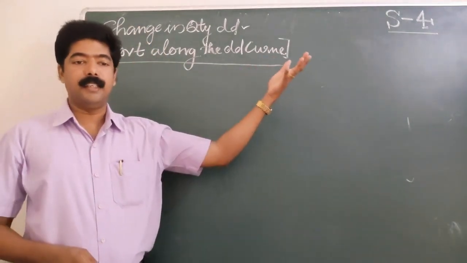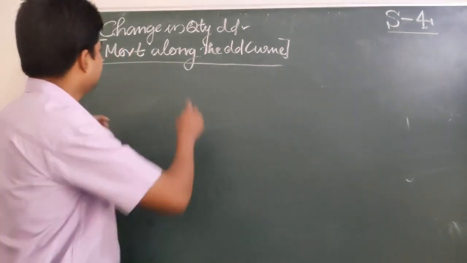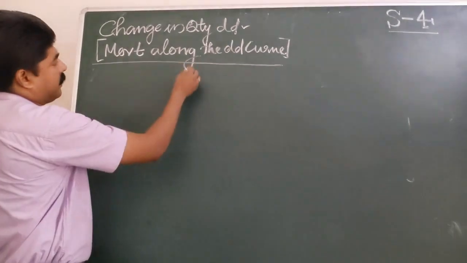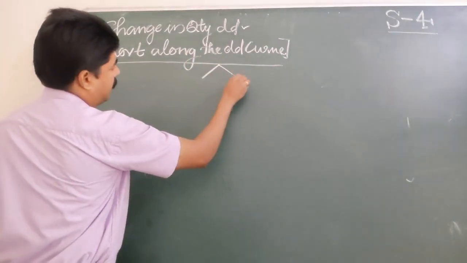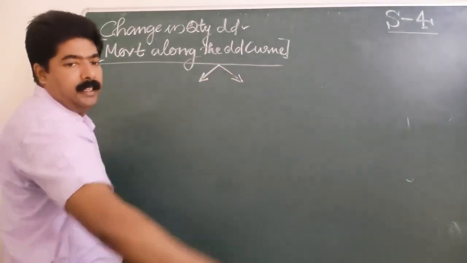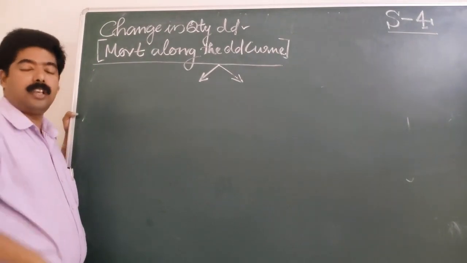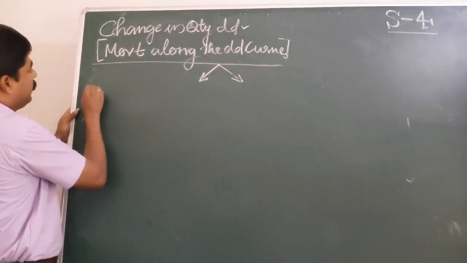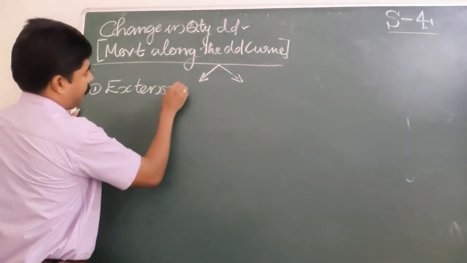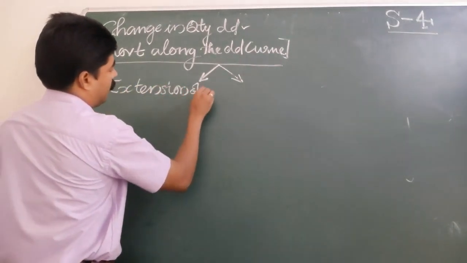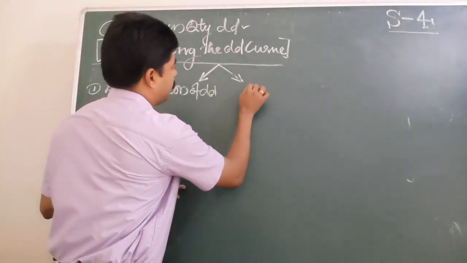Then change in quantity demanded can be of two types. The first one is extension of demand, and another one is contraction of demand.